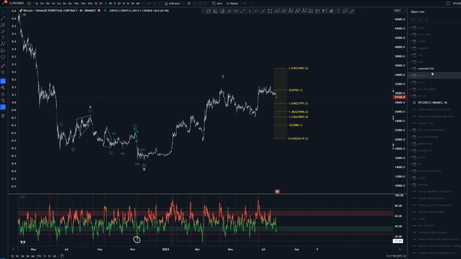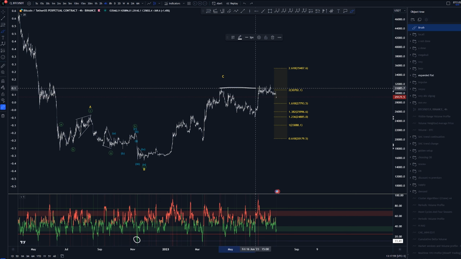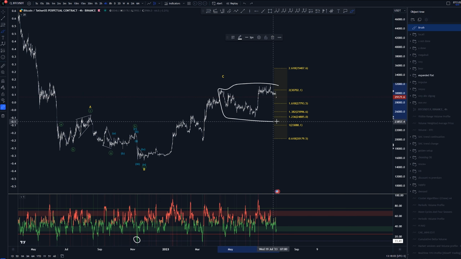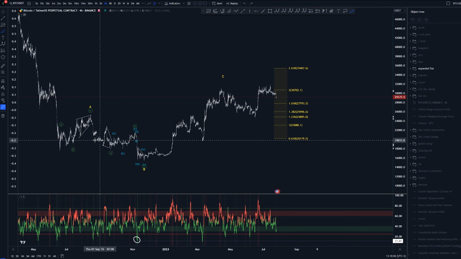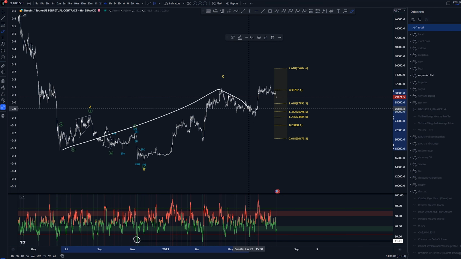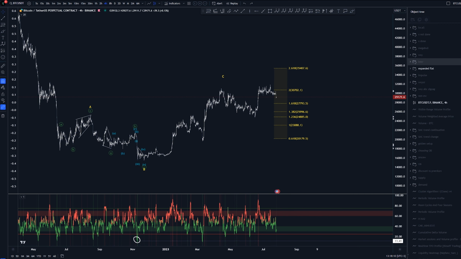And obviously, if this is the end of C, we have already taken out the highs, meaning that if this is still part of the previous structure, it is not the end of the whole move, meaning this structure. But let's not talk about that today.